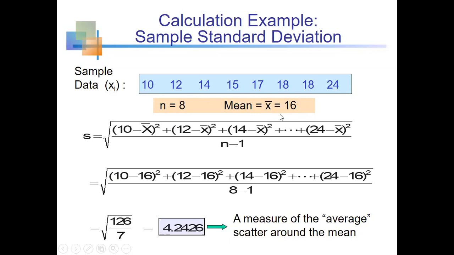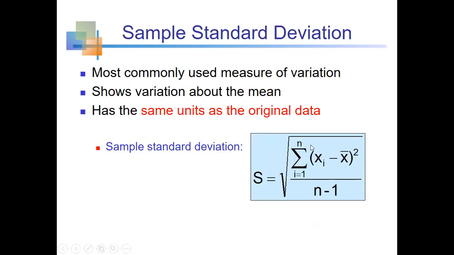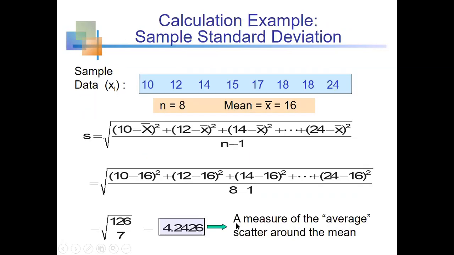Okay, the mean will be 16. So from here, you calculate your sample standard deviation. 10 is the x, the value from just now. So x minus 16 plus 12 minus 16 square plus 14 minus 16 plus 15 minus 16 square plus 17 minus 16 square. You need to do this for all the values until 24 minus 16 square.